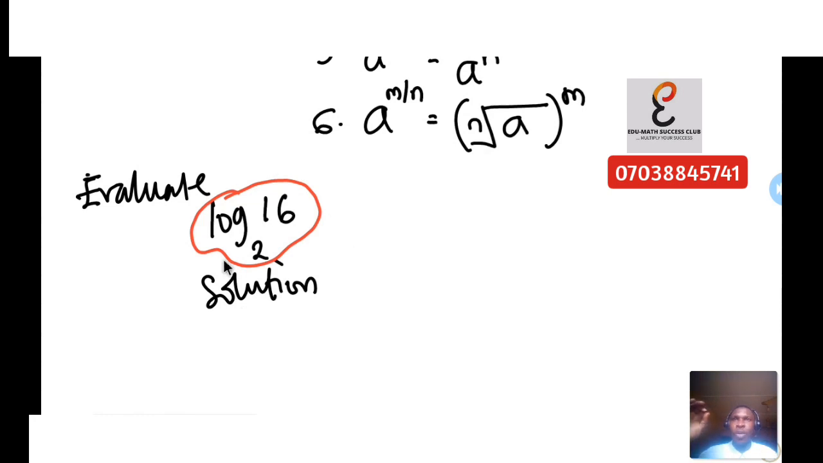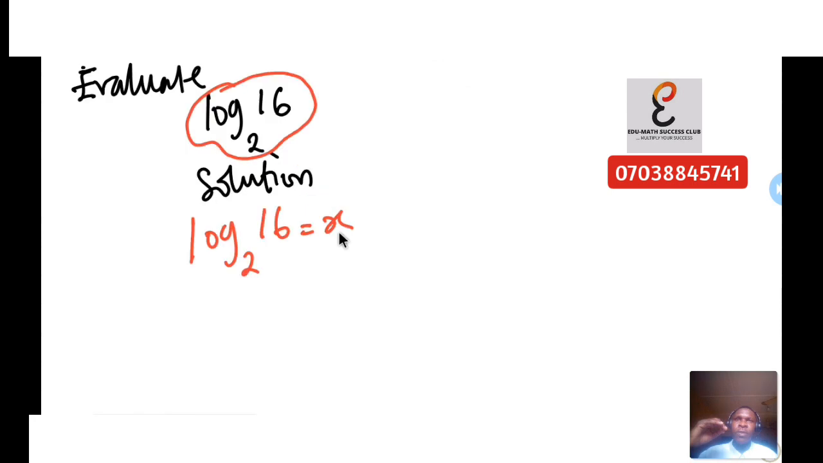Now I want to evaluate this thing. To evaluate it means this particular logarithm expression is equal to a particular value. So that value is unknown. So pick a letter to represent that value. So you can say log 16 to base 2 is equal to x. Now after picking that, the next step you have to convert to index form. Okay, please convert to index form. You cannot solve this thing like this. You have to convert to index form.